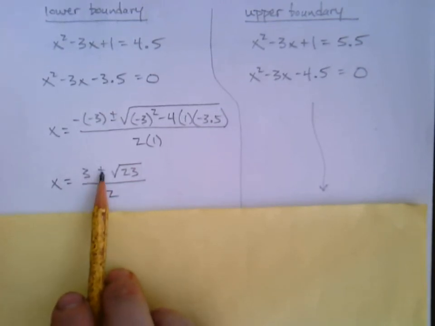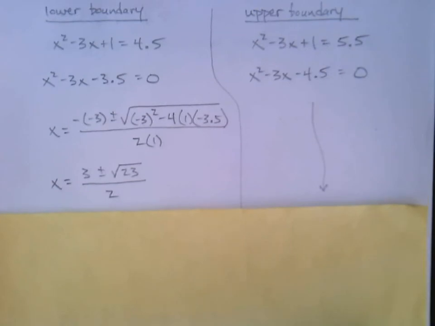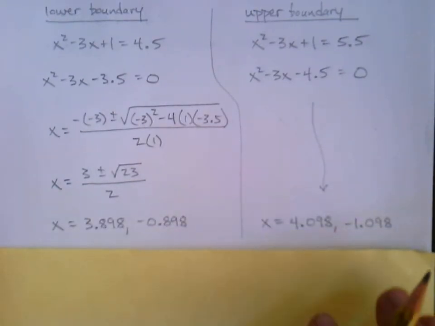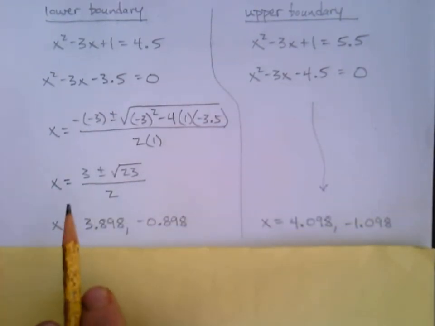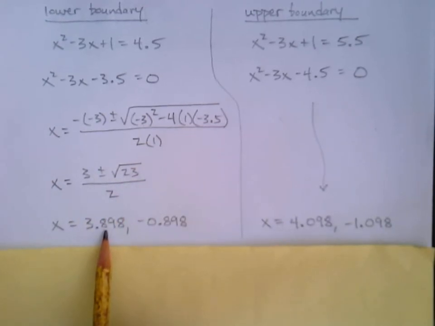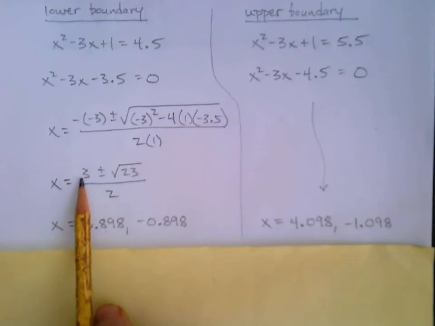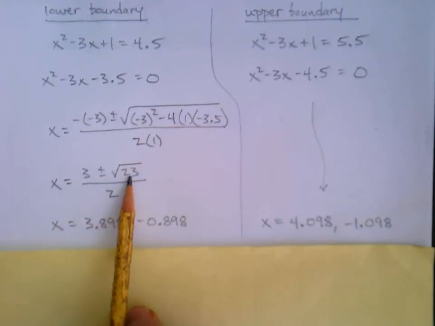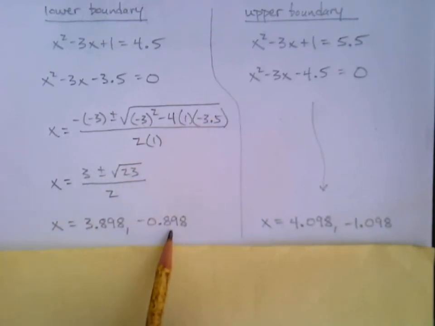So if I add and divide by 2, and I went ahead and just rounded all these to 3 decimal places, 3 plus square root of 23 over 2 gives me 3.898 when it's rounded. If I subtract, 3 minus square root 23 over 2 gives me negative 0.898.